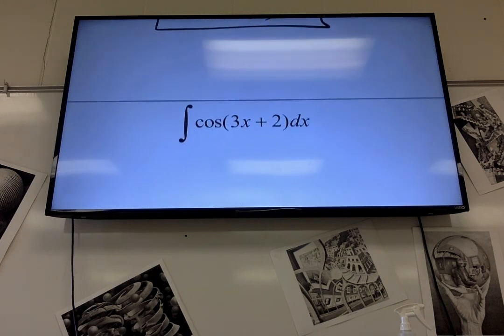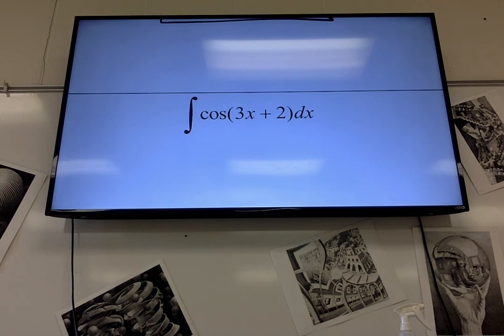So now the next one, here's the problem. Notice you have a cosine of 3x plus 2. When we take the derivative of 3x plus 2, what do we get? 3. So I need a 3 here. I can't just put a 3 there. Well, I can. In order to put a 3 there, I need to put a 1/3 out here. Kind of, because now I'm really just multiplying by 1.